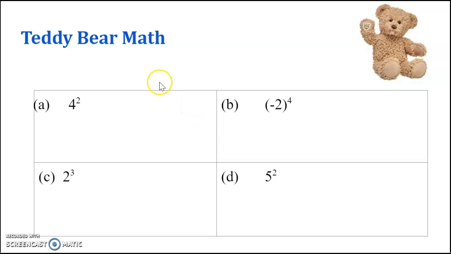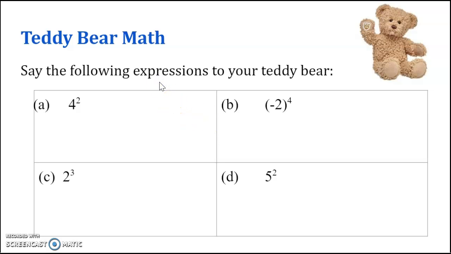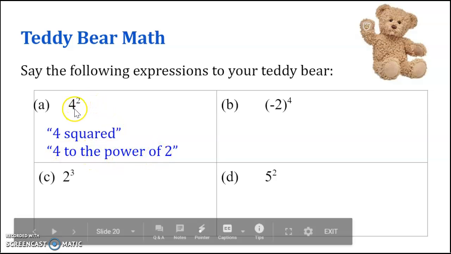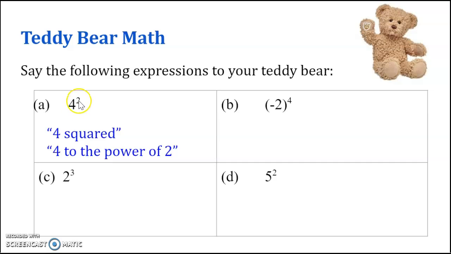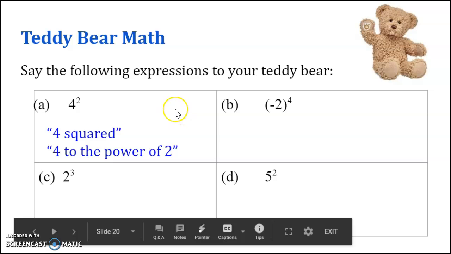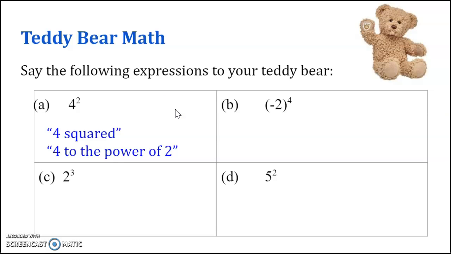Okay, so you are going to be saying to the teddy bear the following expressions. If you see a 4 squared, you can say this is 4 squared or 4 to the power of 2. How do we read this? 4 with a little number 2 at the top: 4 squared or 4 to the power of 2. So that was an example. Can you do the same with B, C, and D right now? Please pause the video and do so, and we'll go over what you should have said.